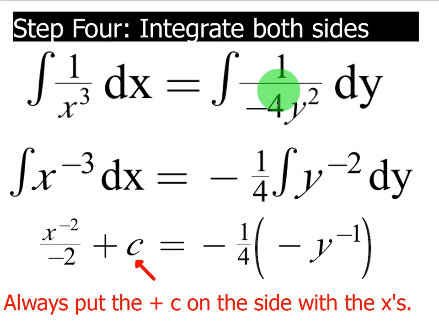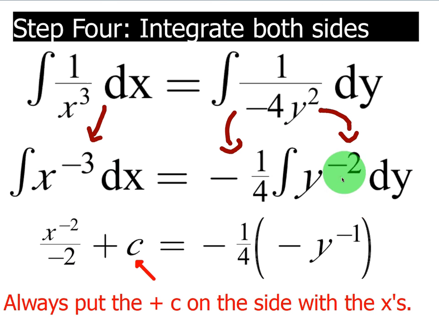I'm going to integrate the left, I'm going to integrate the right. In fact, I will take the left and re-put it in terms of a power, so I can use the reverse power rule. Same for the right side. I can rewrite that. I can pull the negative 1/4 out, and I can rewrite y squared as y to the negative 2 to make it easier to take the antiderivative of.